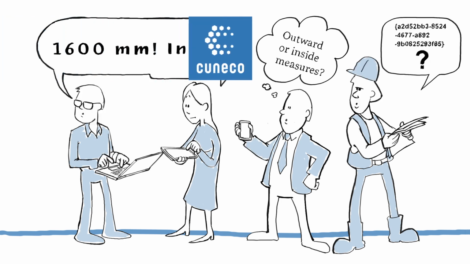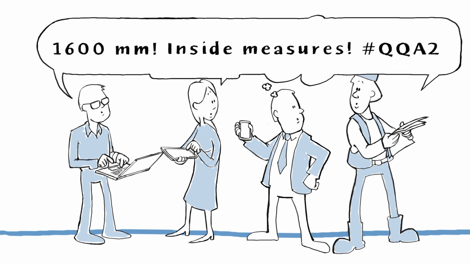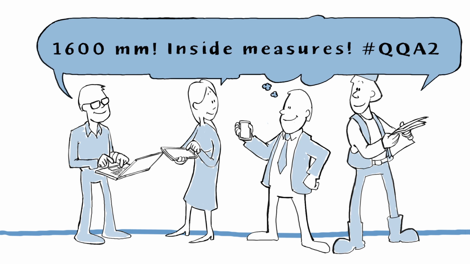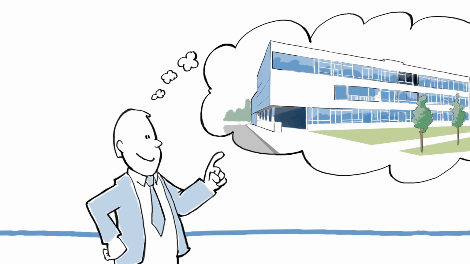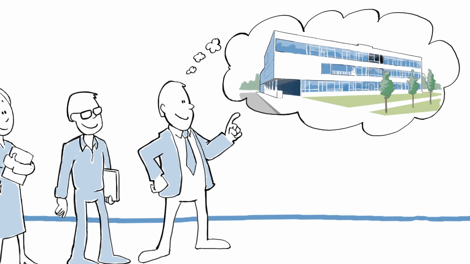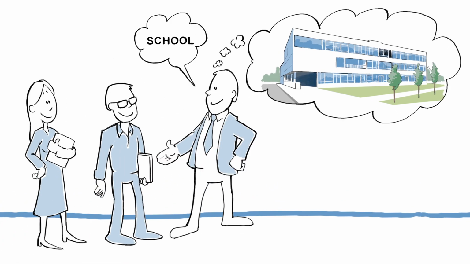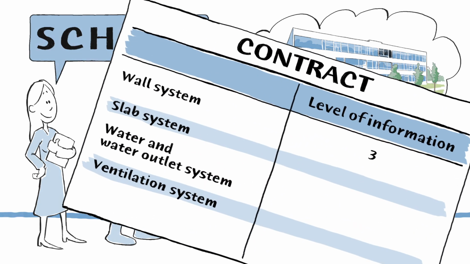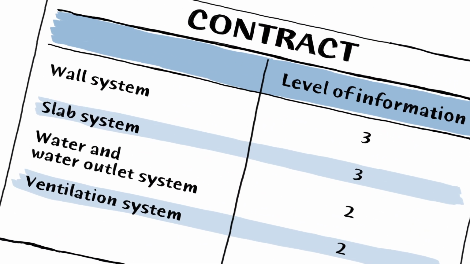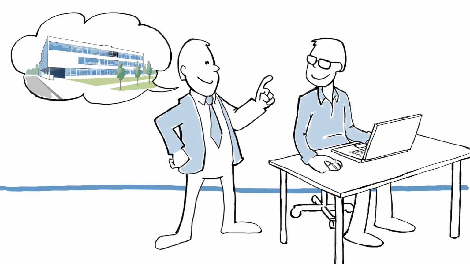The Cuneco Classification System, or CCS, gives us the common ground we need to communicate clearly throughout the building process, from initial idea to operation and maintenance. This is a client, and this is his team of consultants. They're going to build a new school. Before starting, they use CCS levels of information to determine who will supply which data when.